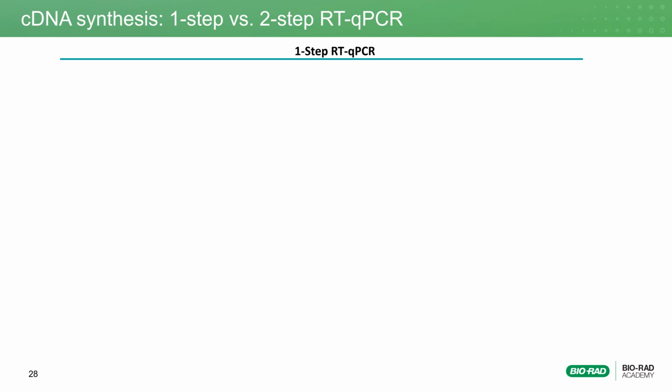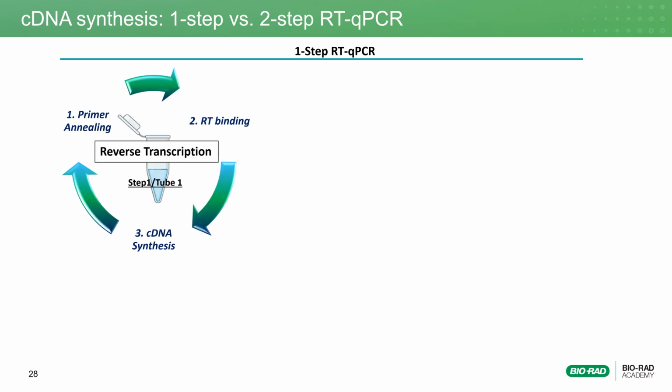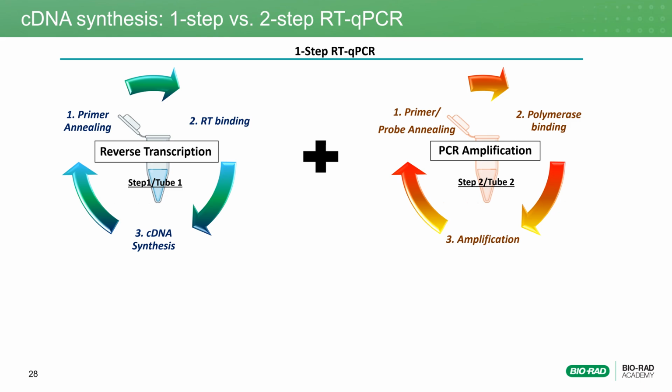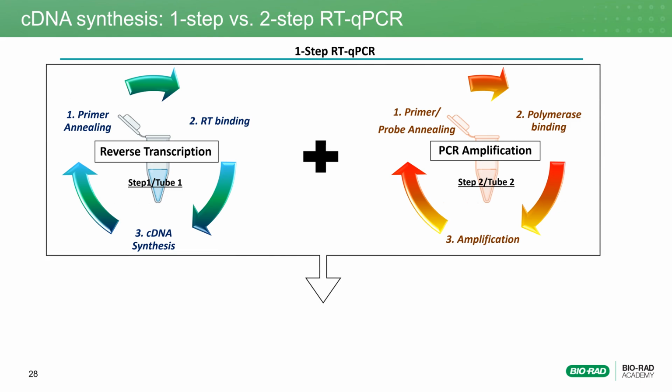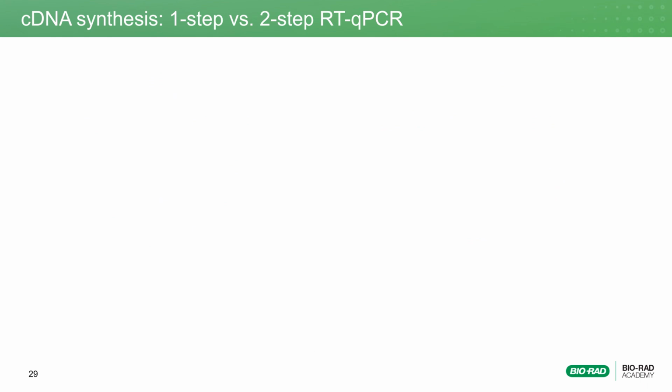Now that we've reviewed the two-step reaction, let's examine the steps involved in the one-step reaction. Similar to the two-step reaction, the one-step reaction includes both reverse transcription and PCR amplification. However, in contrast to the two-step reaction, both enzymatic reactions occur sequentially in one single tube. Choosing the right cDNA synthesis format can be a key step in completing a successful RT-qPCR experiment.